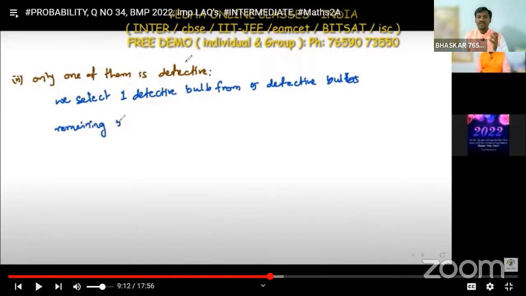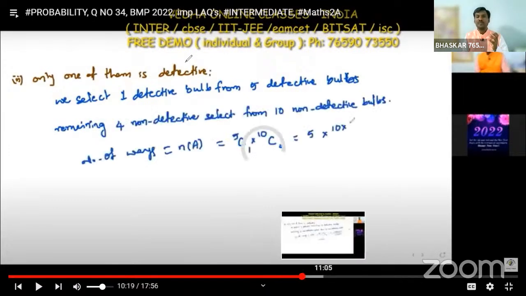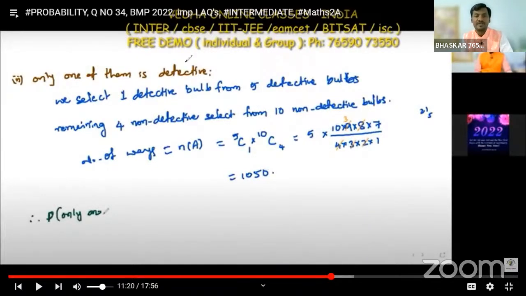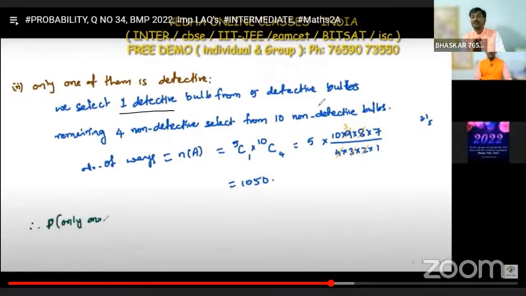So for that, what do we have to do? The selection process must be like this. We select one defective bulb from the 5 defective bulbs, and 4 non-defective bulbs from the total 10 non-defective bulbs. From the 10 we have to select 4, and from the 5 defective we have to select 1.